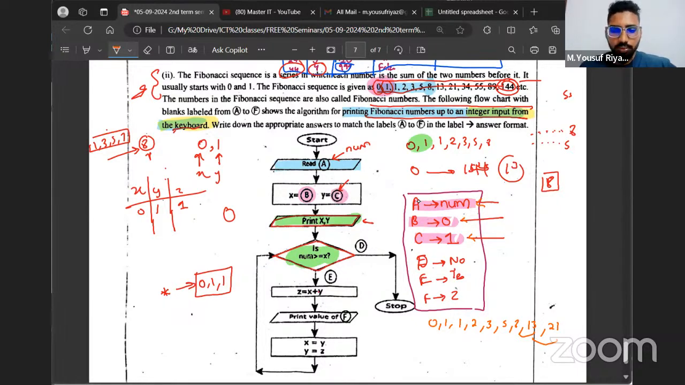So that's why I took X as 0 and C as 1, because they have mentioned print X, Y. As per the Fibonacci sequence, any number you have, the first two are going to be 0 and 1 anyway. So that's why I said X as 0, because that's the first value that's going to get printed. I took Y as 1 because that's the second value that got printed. Got it, all of you?